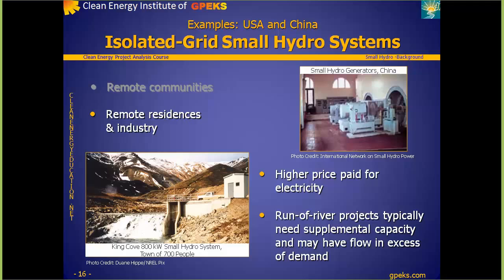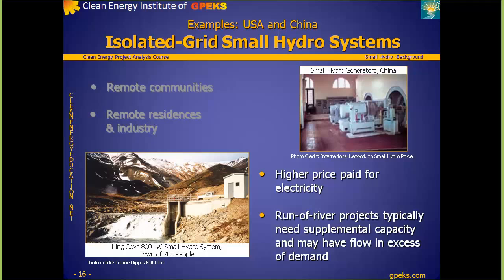Because cheap electricity is not available from the central grid, the value of electricity at these locations tends to be high. This makes the output of the small hydro development more valuable and the project more financially attractive. On the other hand, accommodating the fluctuating power output of a run-of-river project presents a challenge that does not usually exist for central grid-tied systems.